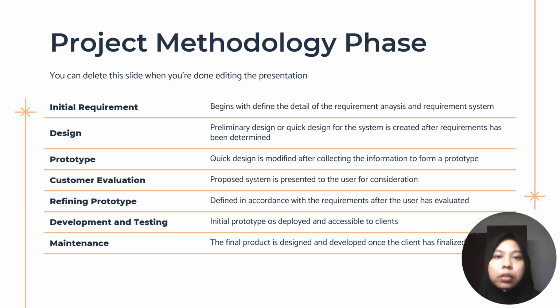Next, development and testing. During this phase, the initial prototype is deployed and accessible to the client. The clients can view or evaluate the initial requirements of the prototype and provide their feedback to the development team. And the last one is maintenance. The final product is designed and developed once the client has finalized a prototype. The system is regularly maintained to minimize downtime and prevent major failures.